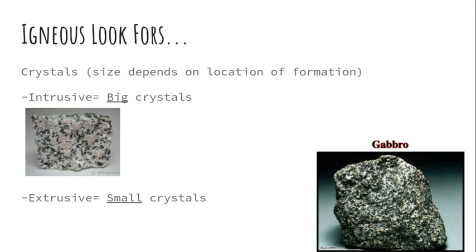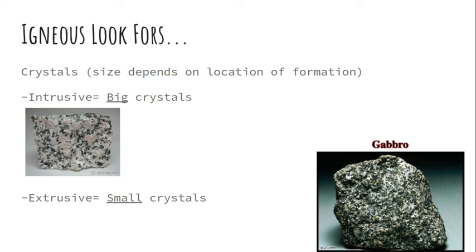The crystal size of an igneous rock depends on the location of its formation. Intrusive, meaning the igneous rock was formed under the ground, and this usually takes a long time. That means that those crystals are going to be very large. They had more time to grow because they are underground and it doesn't cool as quickly underground. Extrusive or external, if you think about it that way, they're going to have much smaller crystals.